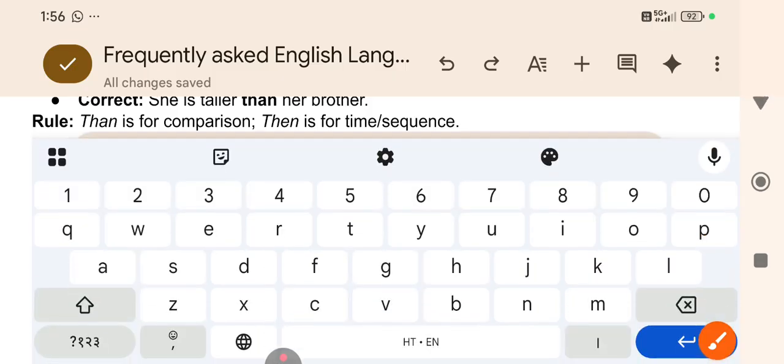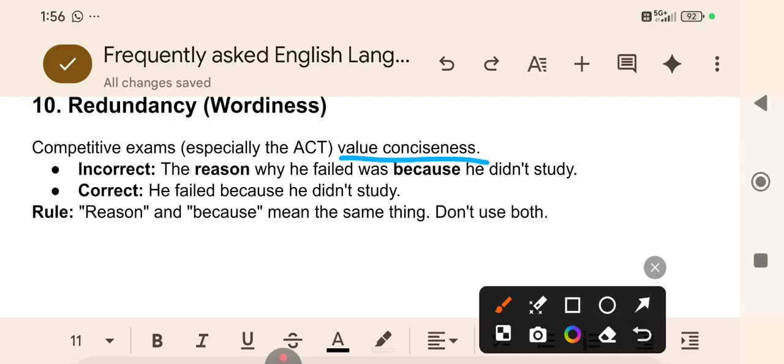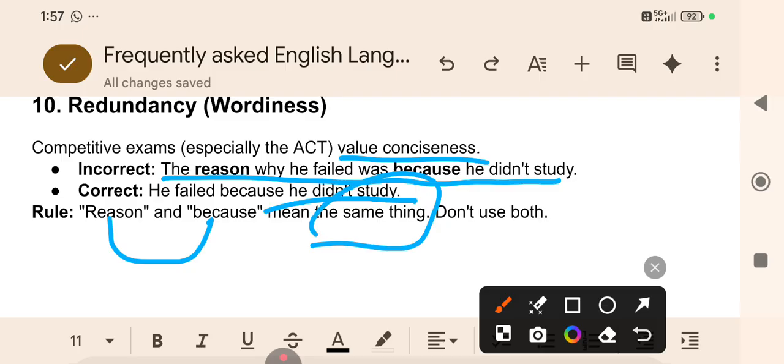Okay, now the last problem of this video: value consciousness. What is the reason why he failed? Was because he did not study. He failed because, the reason why he failed. However, that's a very silly mistake. No one makes such a silly mistake. But then he failed because he did not study, right? So here reason and because mean the same thing, and don't use both. This is called redundancy or wordiness, right?